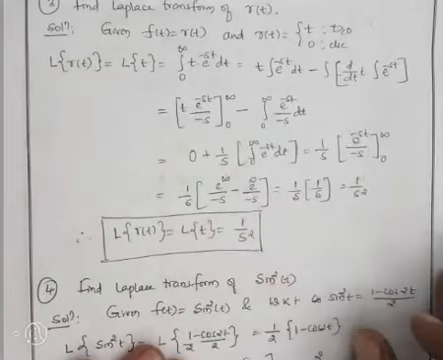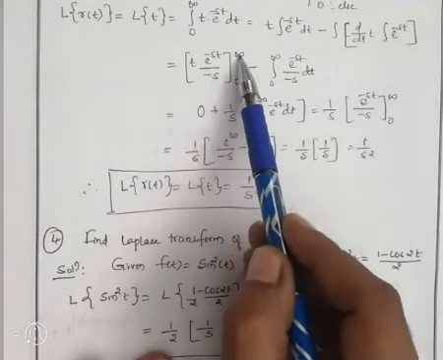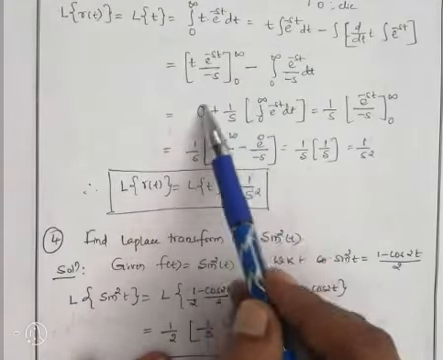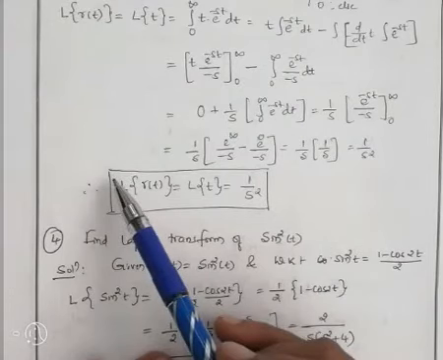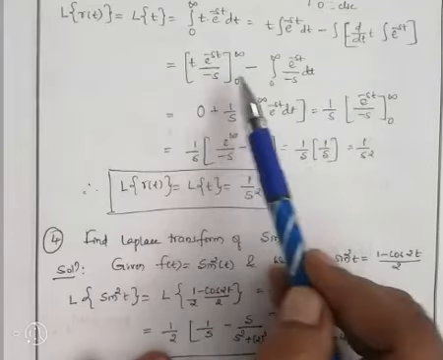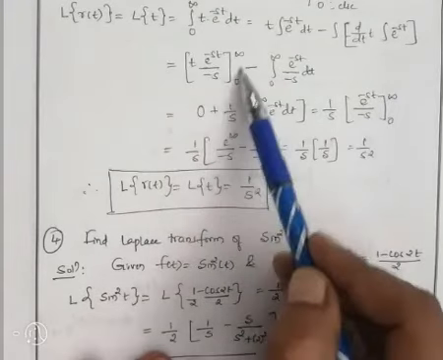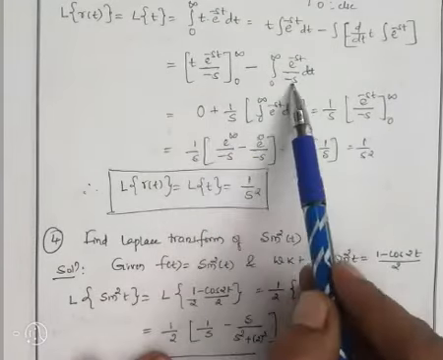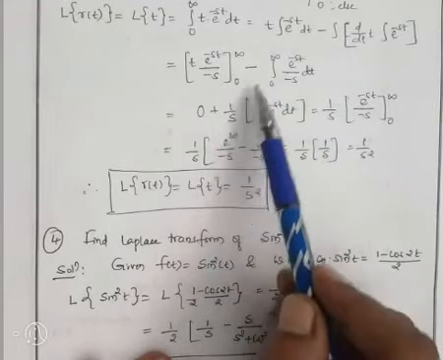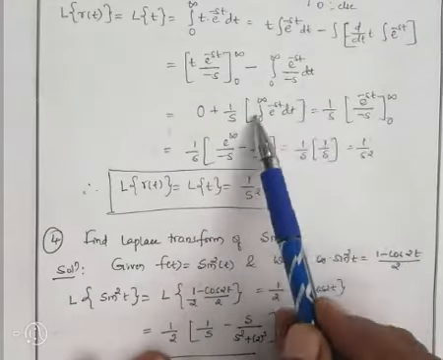Next, further simplification. Wherever t is there, substitute the upper limit infinity, e to the power minus infinity, that is 0. 0 multiplied by anything is 0. Next, the second limit is 0. Wherever t is there, substitute 0. So 0 multiplied by anything is 0. So this entire term becomes 0. Next, I will take this minus s outside. Minus into minus plus, that is 1 by s outside, because we are performing the integration with respect to variable t. Because of that reason, I have taken it outside.